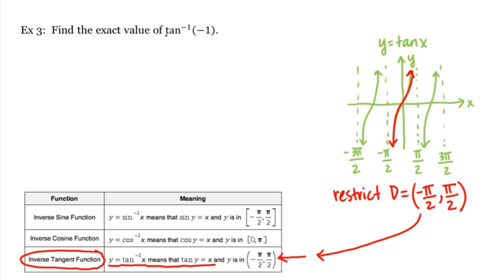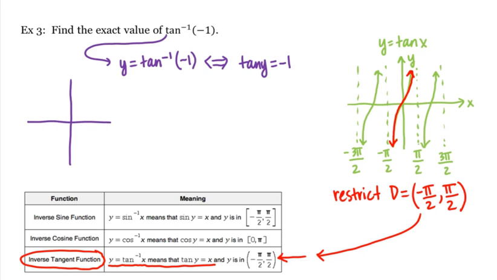So let's look at our example. Let's let y equal inverse tangent of -1, which means that we're looking for an angle y whose tangent is equal to -1. But moreover, y has to lie in that restricted interval, -π/2 to π/2. Again, let's think of our unit circle.